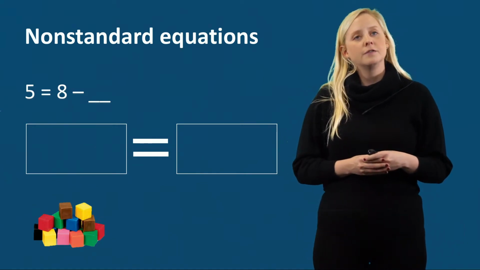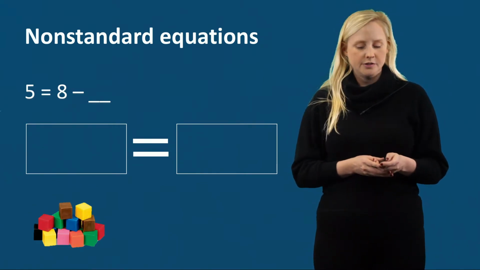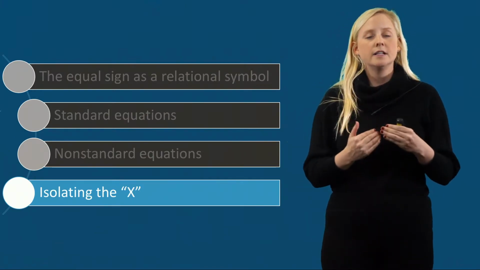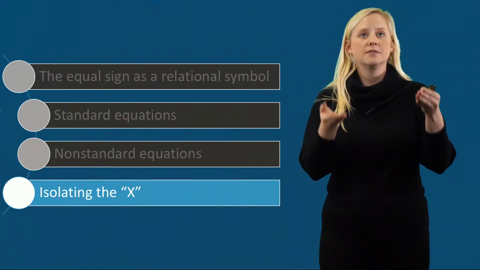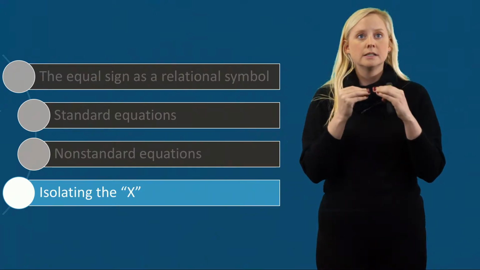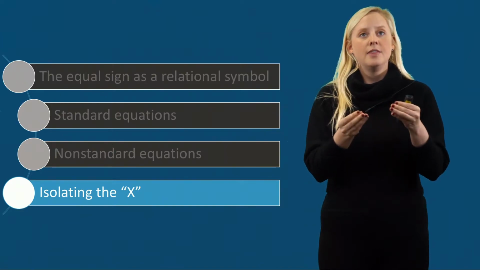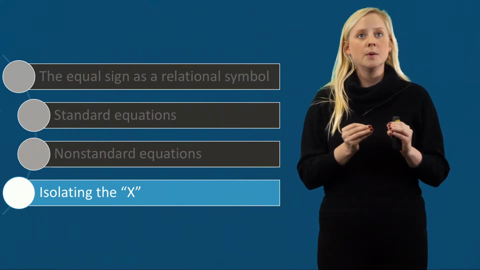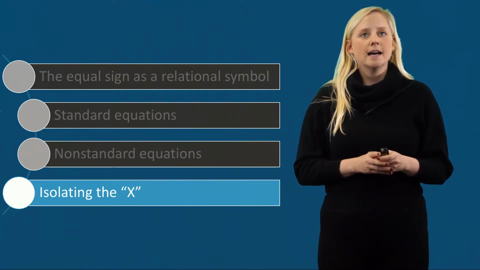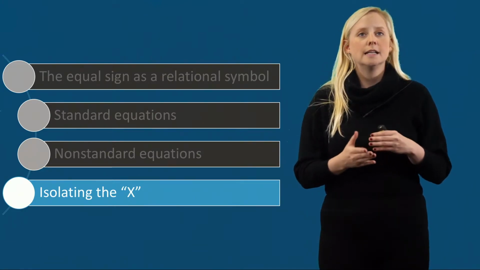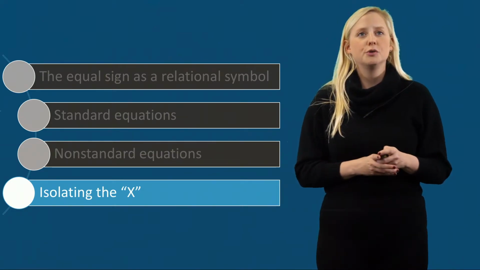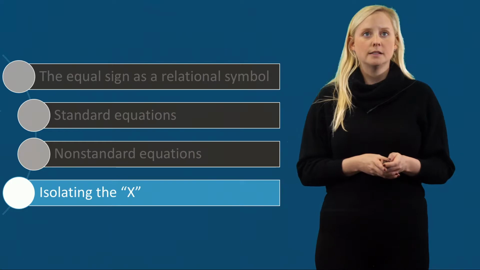Now that we've solved 2 non-standard equations, let's take a look at isolating the x. Again, these activities are scaffolded, so students develop an understanding of the equal sign as a relational symbol. They learn to set up and solve standard equations. Then they learn to set up and solve non-standard equations. Then they learn to isolate the x. Isolating the x is a fancy way of saying we want to get the x alone on one side of the equal sign. I'm going to show you in more detail what I mean on the following slides.